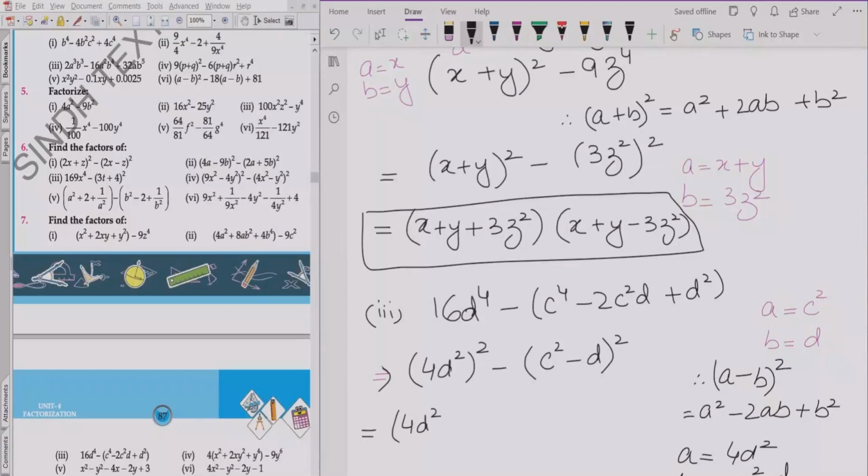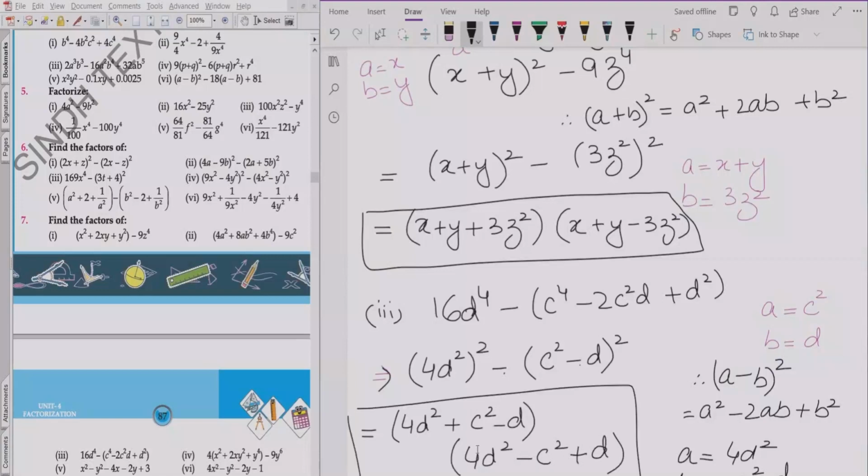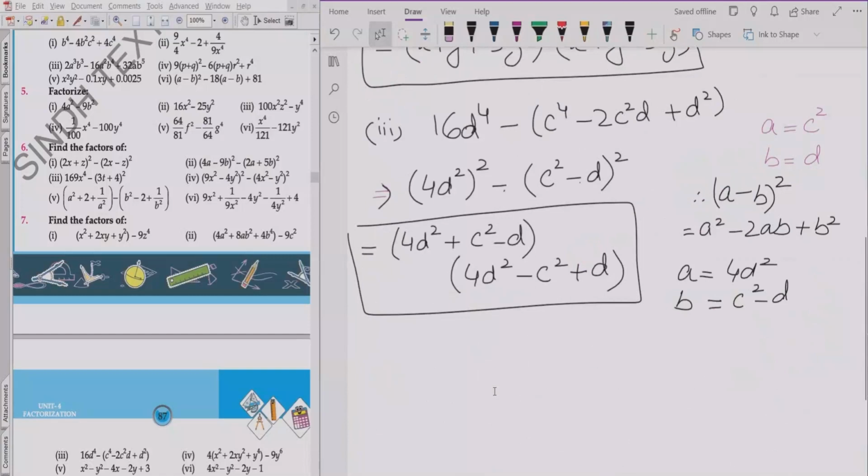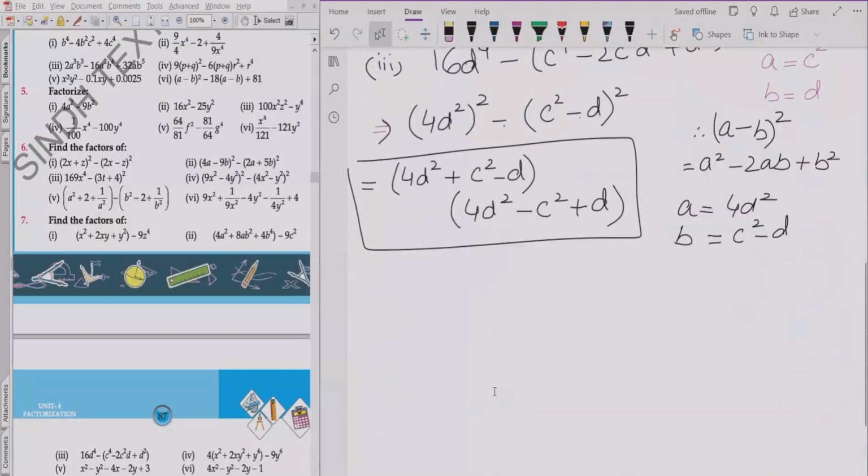4d square plus c square minus d is one factor, and the other factor is 4d square minus c square minus minus plus d. So this is another factor, and this is the factorization of this question. I hope you understand this question. If you see this part again, you will learn how we solve this question.